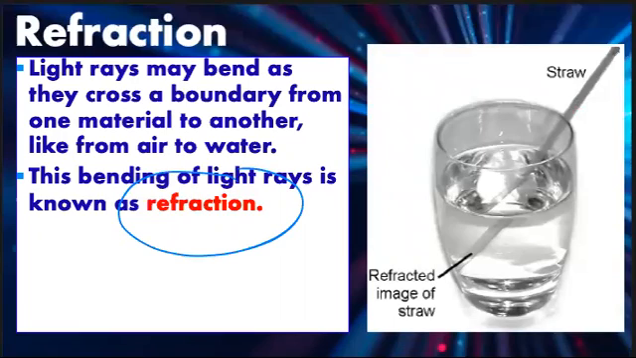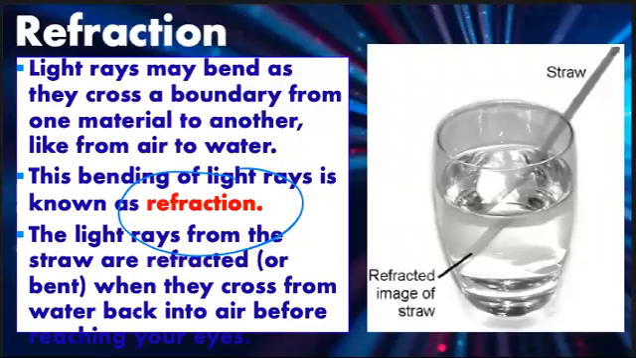If you observe a straw and look at it directly on the bottom part, you get to see that the straw looks like it is bent. When you lift it, it is straight. But when you put it back in the glass of water, it seems that it is bent. So the light rays from the straw are refracted, or bent, when they cross from water back into the air before reaching your eye. So that's how it is related.